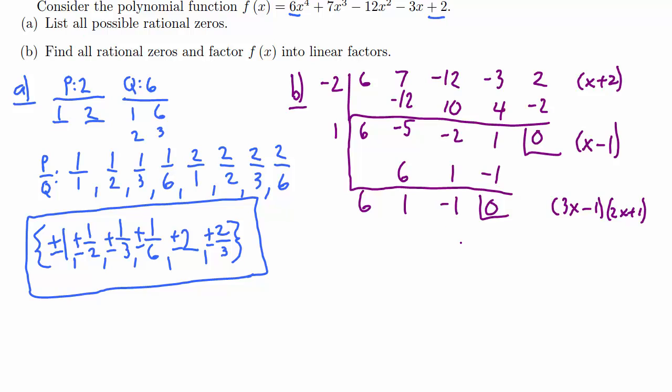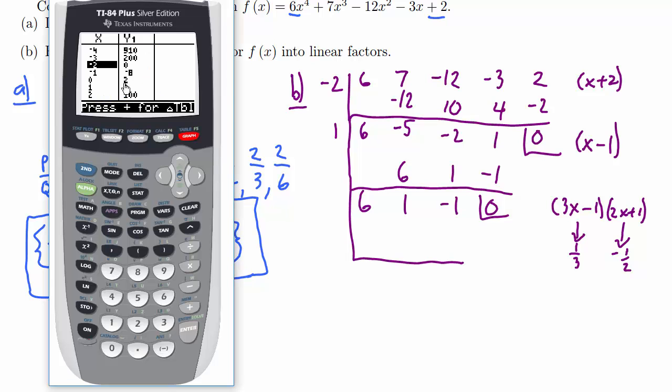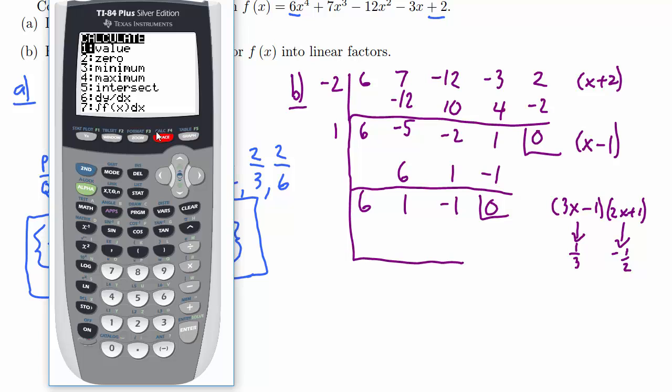Okay. What I could do instead is I could actually prove that this 3x minus 1 is going to give me a 1/3, and the 2x plus 1 would give me a negative 1/2 if I set them equal to 0 and I solved. But I can actually see that using the calculator as well. Now, you can't see it here because these go by ones. So what you can do instead, if you go to second calc, which is right here, notice that number 2 is a 0. We can find zeros like this.